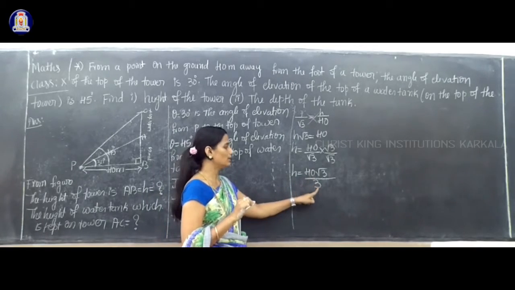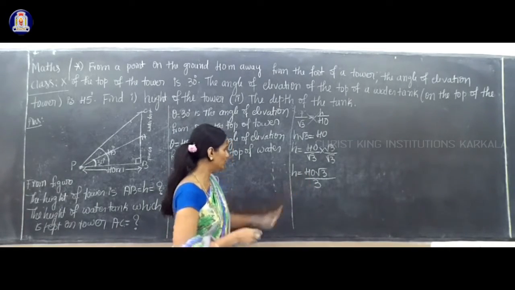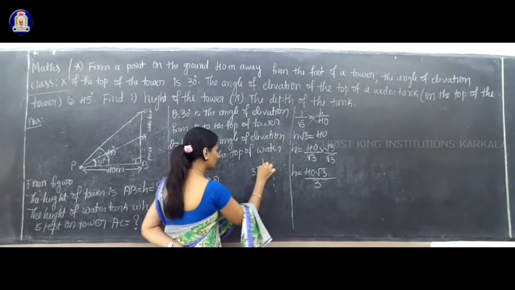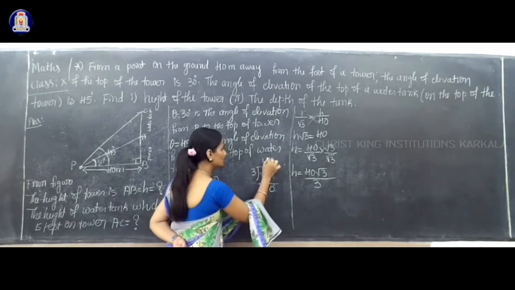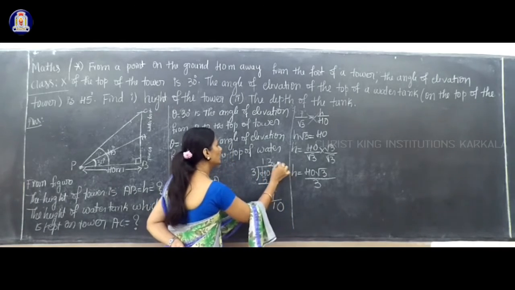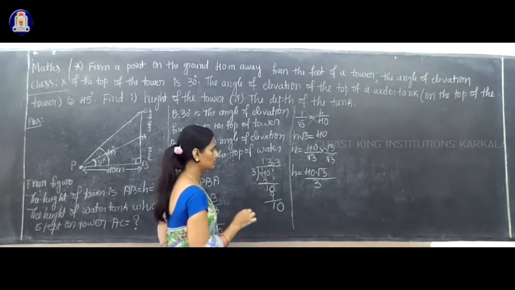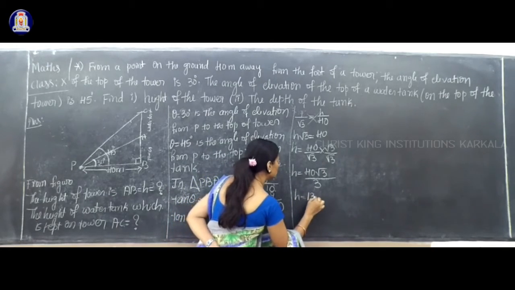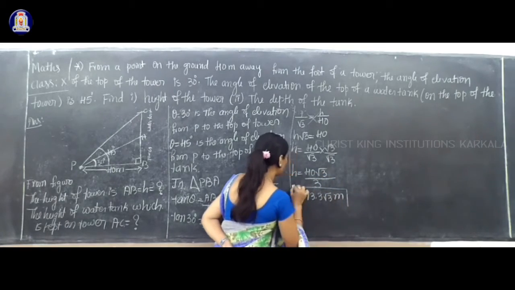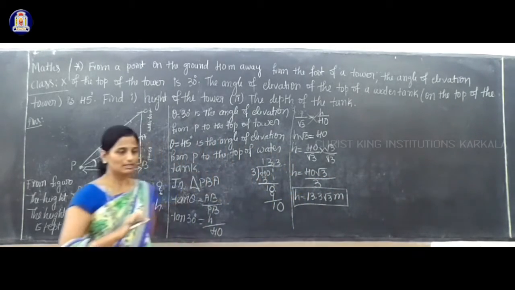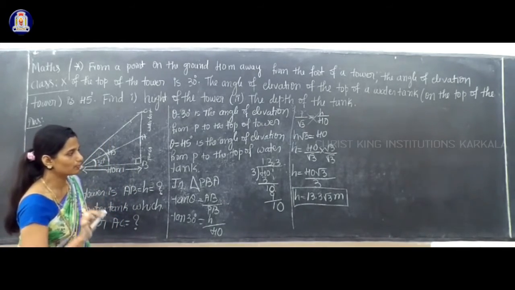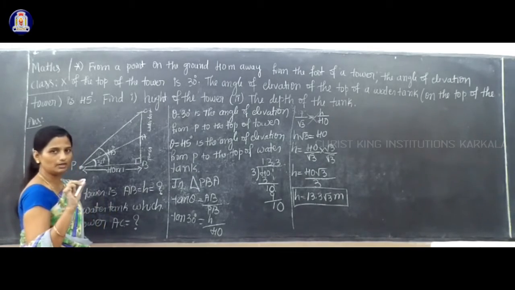Otherwise you can divide 40 by 3. So how much is 40 divided by 3? 3 ones are 3, 3 threes are 9, and 1, 0 from outside, so point again 3. So 13.3. So h is equal to 13.3 root 3 meter, which is the height of the tower. That we will write after, in the last step there is a conclusion. So h, the height of the tower, is 13.3 root 3 meter. Clear?